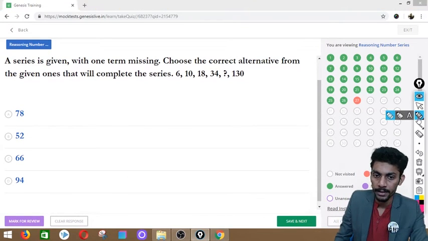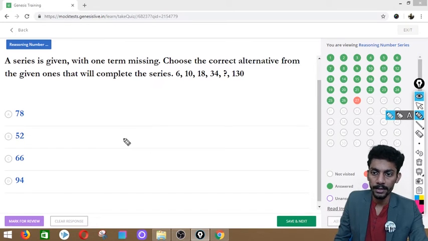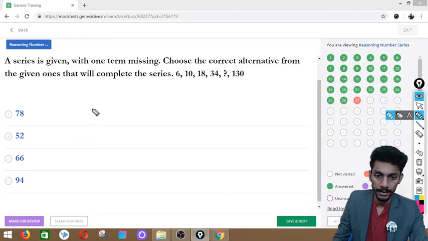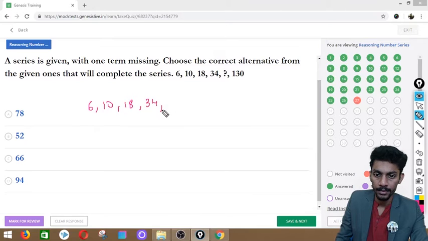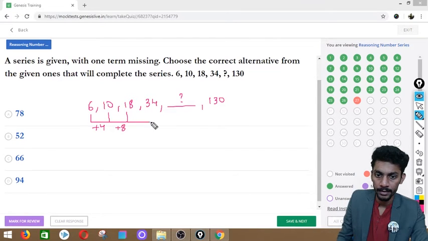What does question number 27 say? A series is given with one term missing. Choose the correct alternative from the given ones that will complete the series. Okay. So 6 we have, 10 we have, 18, 34, question mark, and 130. Correct. So let's see different ways of solving. One way of solving is to take the difference. Plus 4 is the difference here. Plus 8. This is 16. So we already got 4. This is 2 square, 2 cube, 2 power 4. Next should be 2 power 5. That is plus 32. So what is 34 plus 32? That is nothing but 66. 66 is the answer. That is option C.